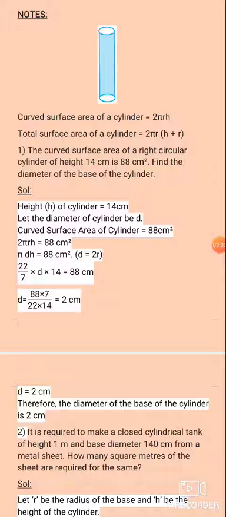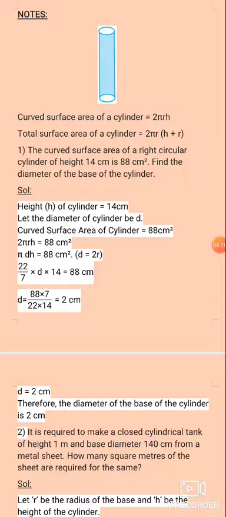Now the second question. It is required to make a closed cylindrical tank of height 1 meter and base diameter 140 centimeter from a metal sheet. How many square meters of the metal sheet are required for the same? Now listen carefully. Here we want to make a closed cylindrical tank. If it is a closed cylindrical tank, we need to consider which equation? Yes, total surface area. The equation is what? 2 pi r into (h plus r).